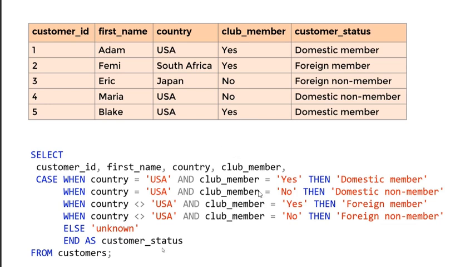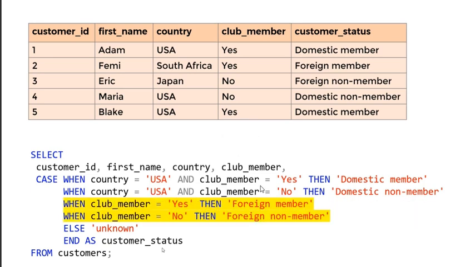One important thing to be aware of when writing a case expression is that the when clauses are evaluated in the order that they are written, so we can use this fact to our advantage. In this case we can get the same result by writing the case expression like this. See, when club member is yes, then foreign member, club member no, then foreign non-member, else unknown.